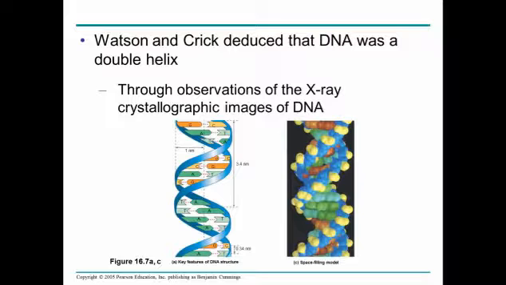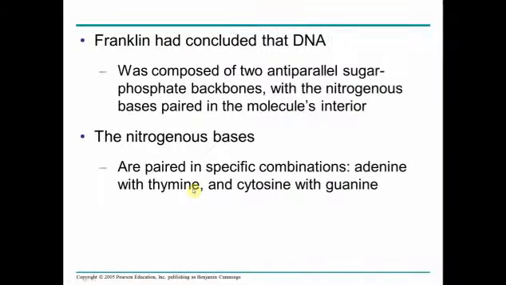So Watson and Crick used that X-ray crystallographic picture to identify this, and this is the model that they built, of course. They decided it was two anti-parallel sugar phosphate backbones, and the bases were in the middle. And the bases always paired with the same things. Adenine always went with thymine, and cytosine went with guanine.